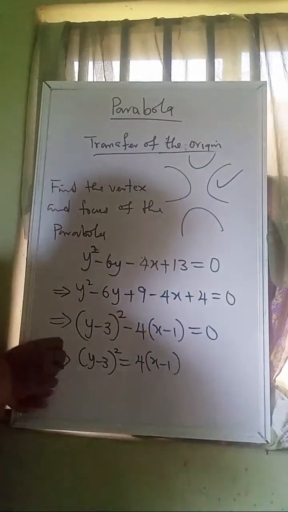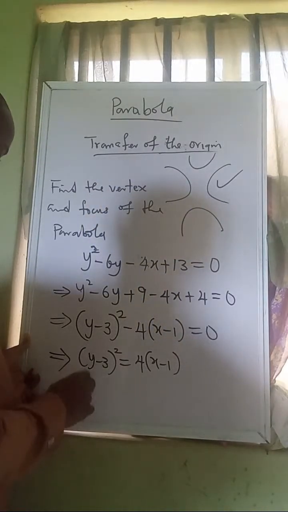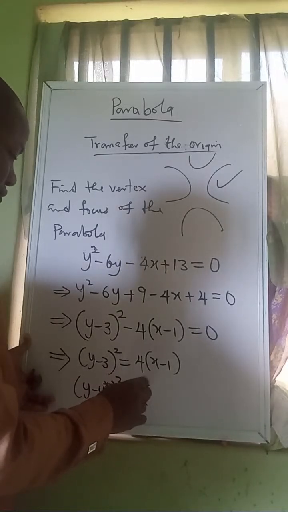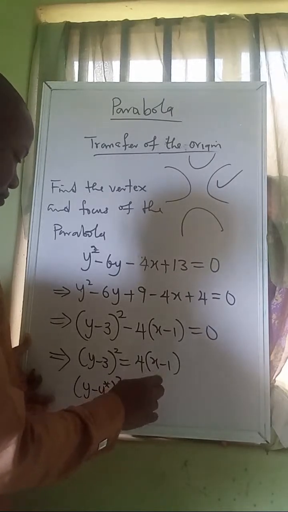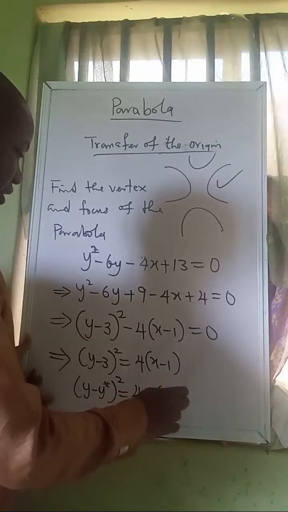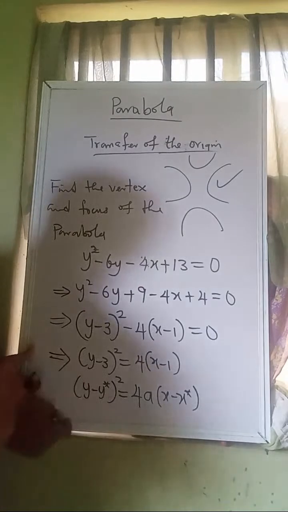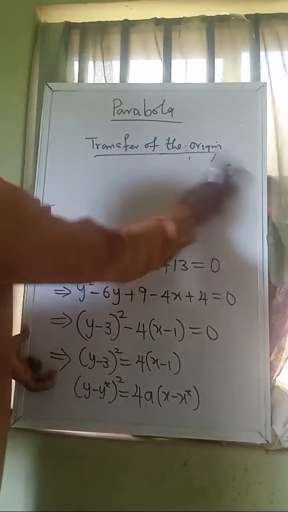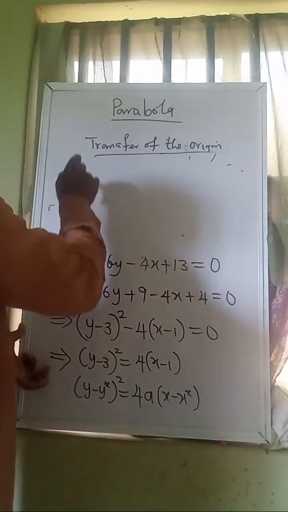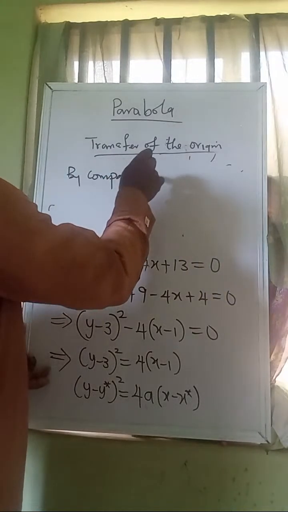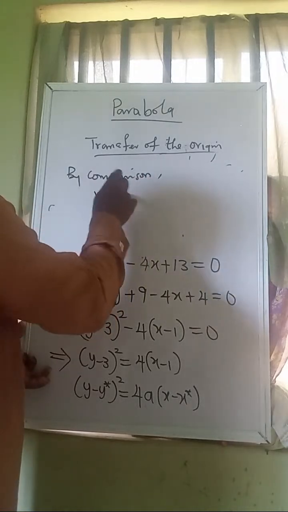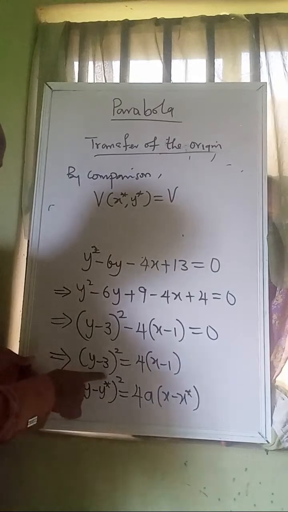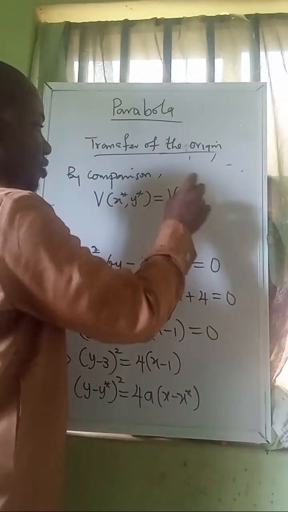So if you compare this equation that we have derived with y star squared equal to 4a times x star, by comparing this, we'll see that the vertex (x star, y star) will be equal to, look at this, you see that y star is 3 and x star is 1. So this vertex is (1, 3).